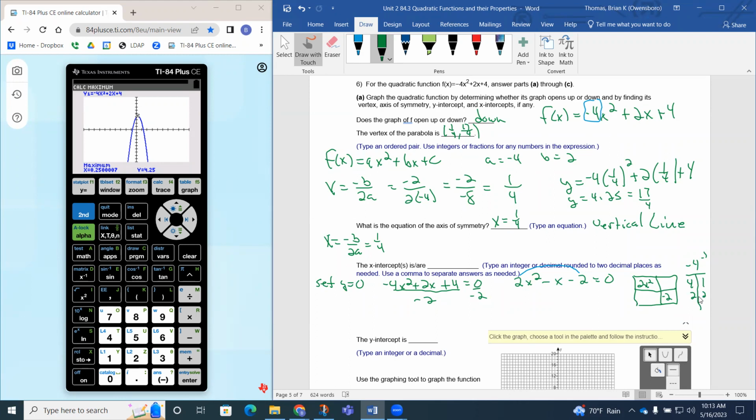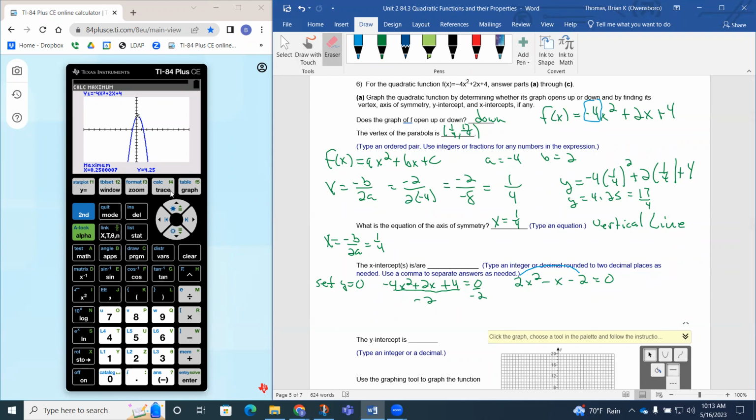So if it's not factorable, then we can use what's called the quadratic formula. But it also does say to round decimals to 2 decimal places, so we can use other strategies here. It does mention that we can round to 2 decimal places. So remember, x-intercepts are also called zeros.